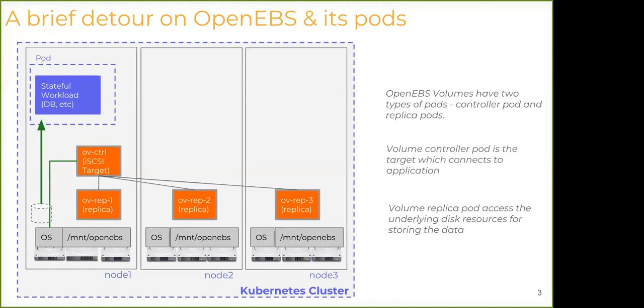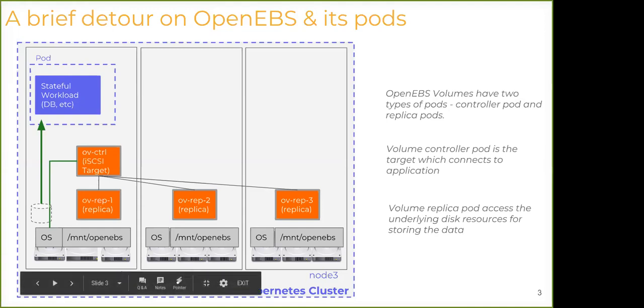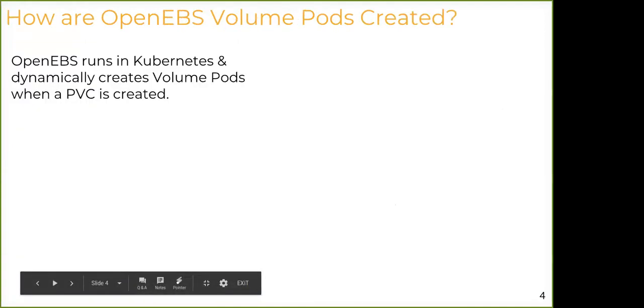Coming back to the diagram, the controller is the one which is connected to all the replicas, right? And the controller is the one which establishes a session so that an application can talk and do the IOs on an OpenEBS volume. Right. So we'll go to the next slide and we'll see.